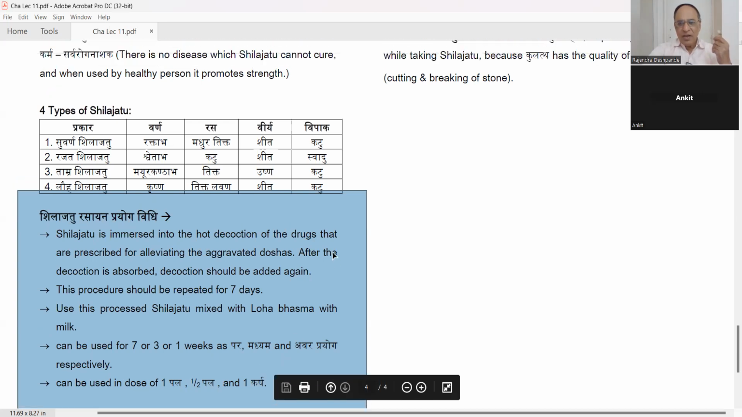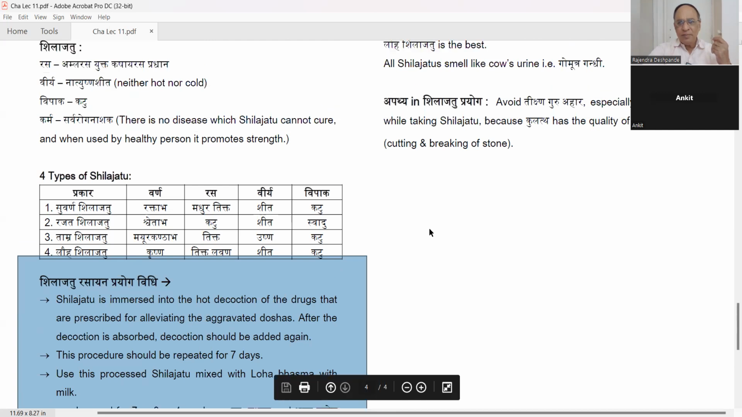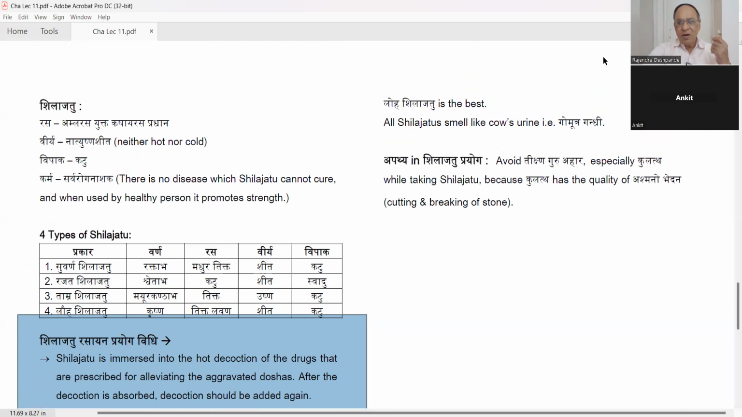Now we are again going to the last part of the Charaka Samhita Rasayana chapter, Loha Shilajatu. This statement, although you may not have an MCQ on it, Loha Shilajatu is the best. Please write down. All Shilajatus smell like cow's urine.